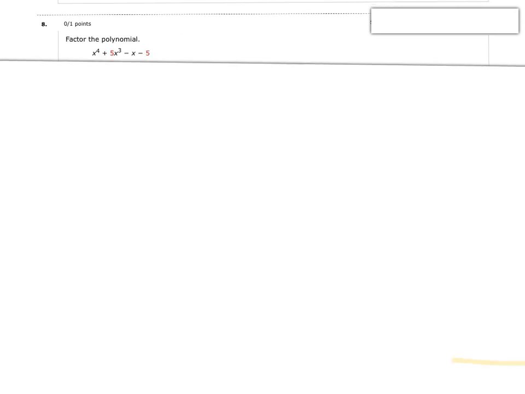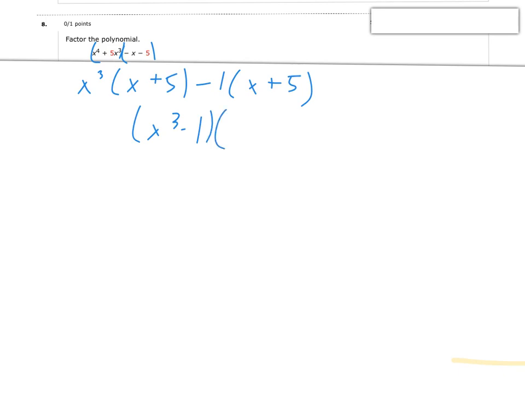All right, next up here, factor, and so this one will be grouping here. So looks like I can take out x to the 3rd, which will leave me with x plus 5, and then a negative 1, which will leave me with x plus 5 as well. So it'll be x to the 3rd minus 1 times x plus 5. And then we can break this down further using our perfect cubes pattern. So make sure you get some practice at that.